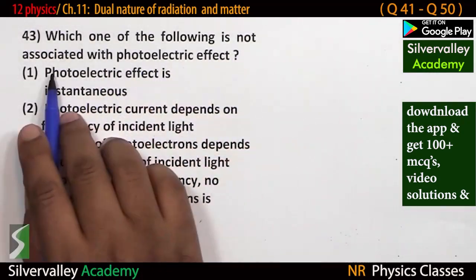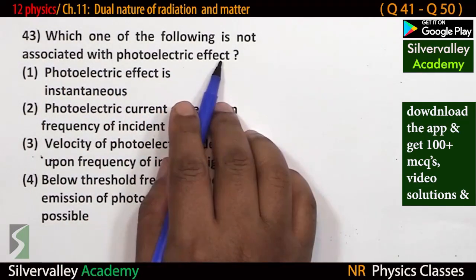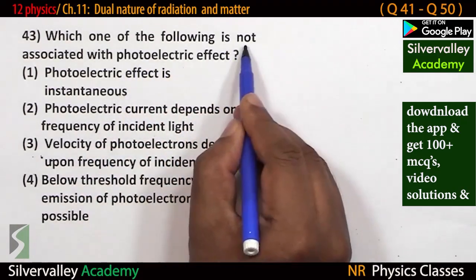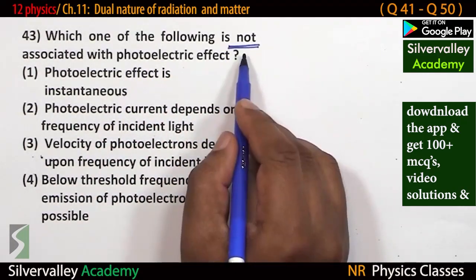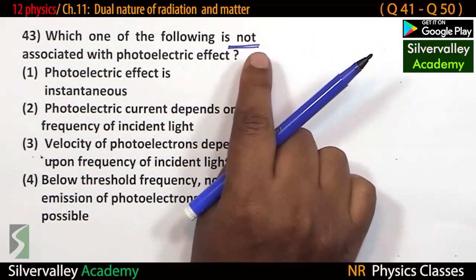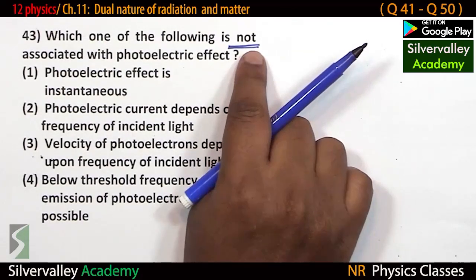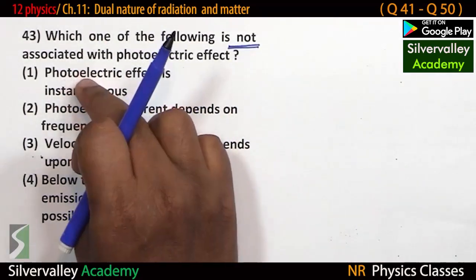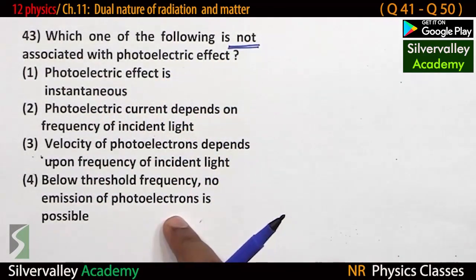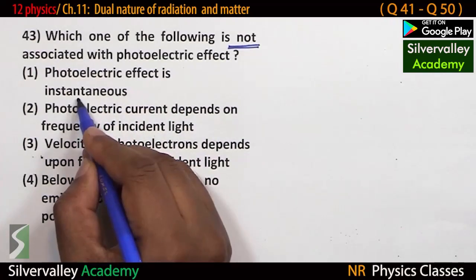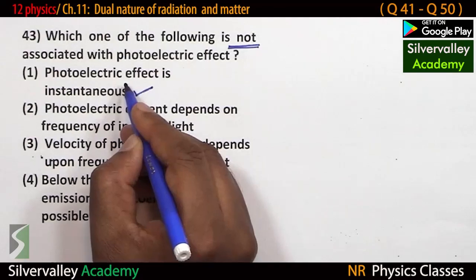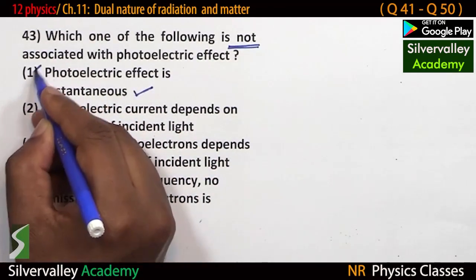Which one of the following is not associated with photoelectric effect? Photoelectric effect is instantaneous. Not affected, not associated, wrong statement. Students, underline such words: not, false, wrong statement. Because often we search for the correct option and here the wrong statement is asked. Photoelectric effect is instantaneous. Statement is correct. This is one of the properties of photoelectric effect. Therefore, we don't want it.